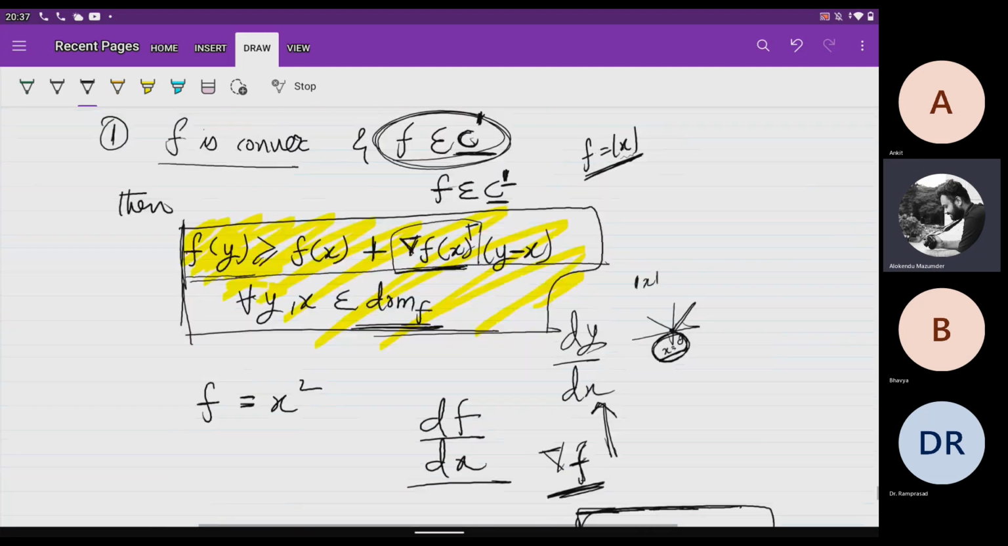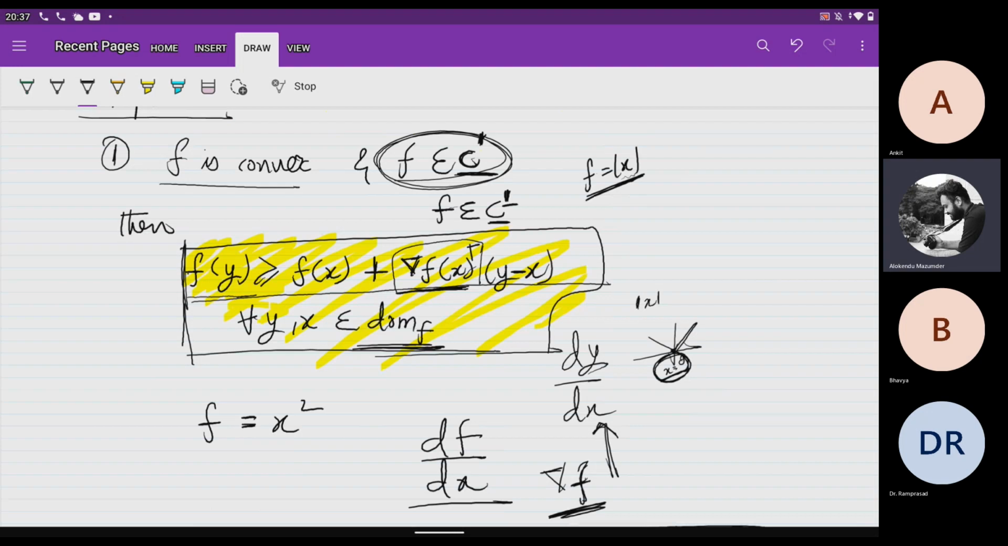Earlier, where we were, I was explaining this property. It's basically like if f is a convex function, then it is bound to follow this property. We are skipping the proof because we are not interested in proof. We will just apply it to some machine learning stuff.